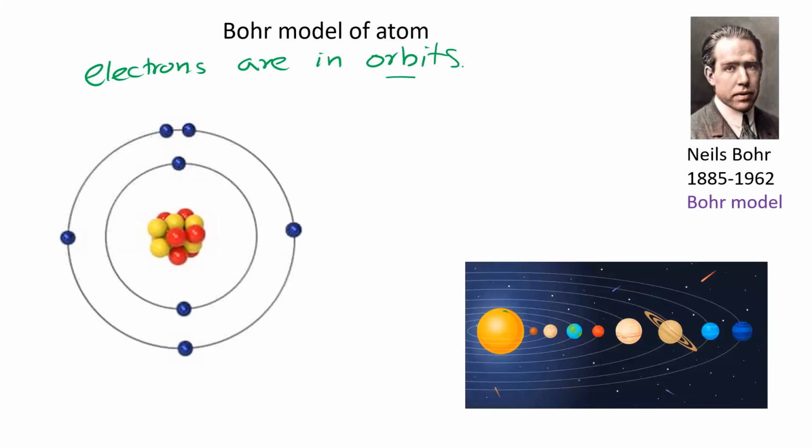The nucleus is like the sun, and the electrons are like the planets in their orbits. Furthermore, he proposed that these electrons are moving very fast in these orbits. The electrons are not just sitting there doing nothing. Niels Bohr said that the electrons are spinning very fast. They are going round and round very fast. So electrons are in orbits and also move in the orbit.